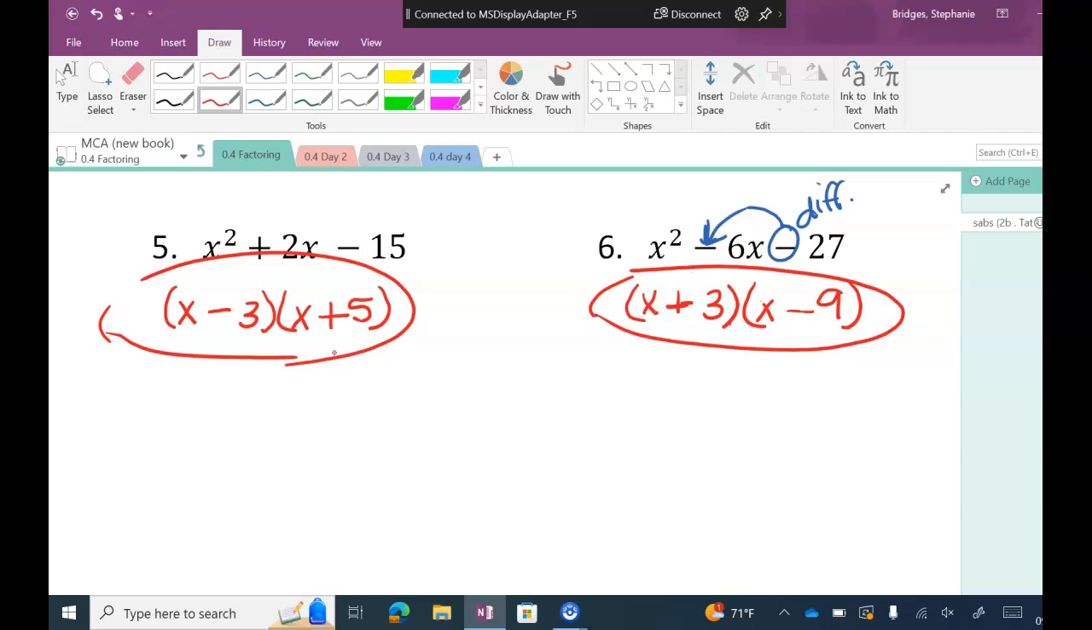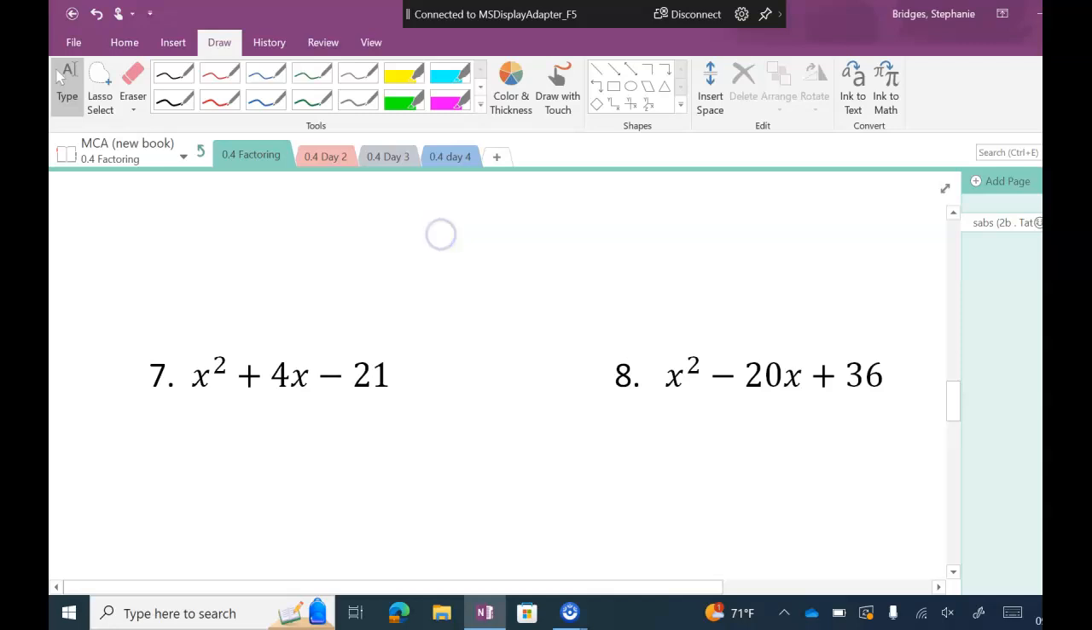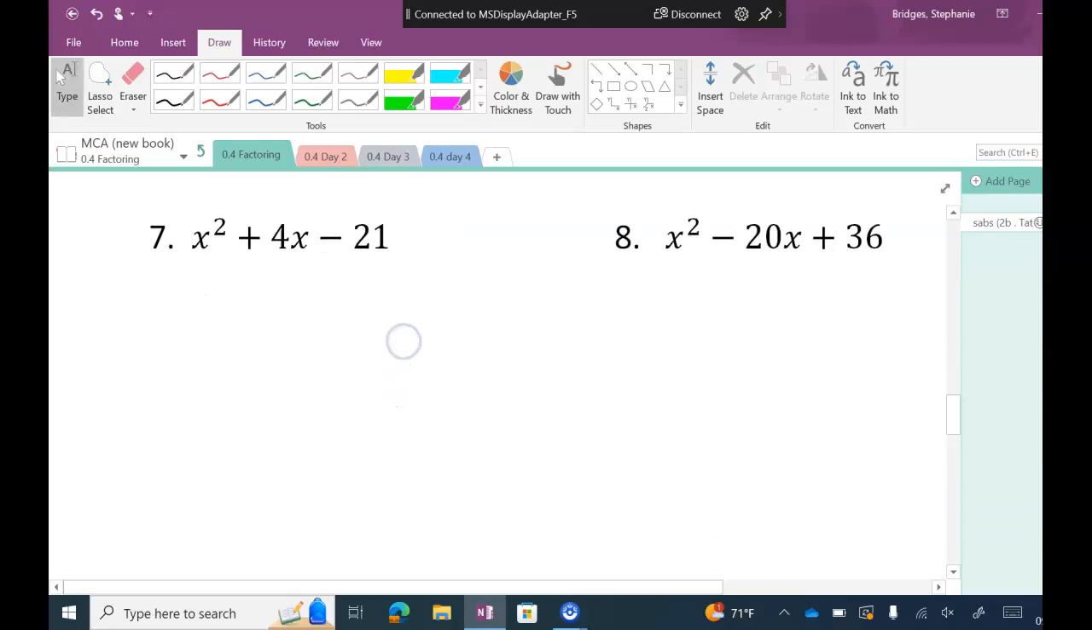Yes, it does. That part matters. The signs in front of those numbers matter. The order doesn't matter. So I could write that as x minus 9 and x plus 3. But the minus has to go with the 9 and the plus has to go with the 3. Okay. Everybody okay with that? All right, try both of those for me, please.